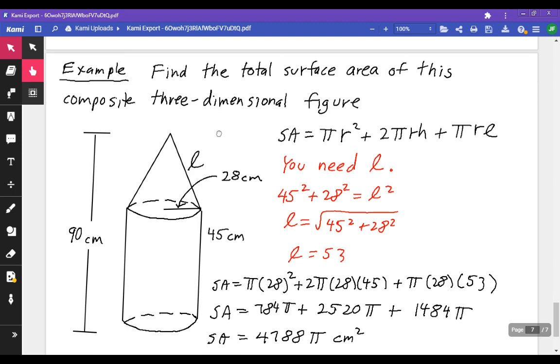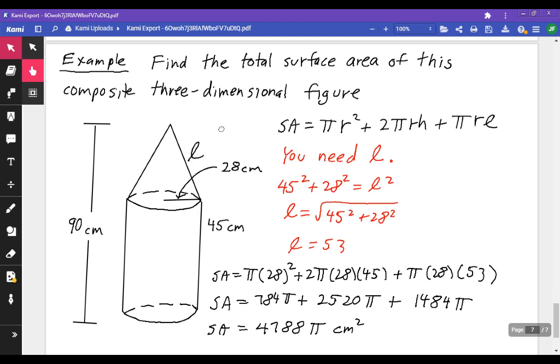Okay, we're going to conclude today with a composite shape. Remember, we had composite shapes for two-dimensional figures. Now we have a composite shape for a three-dimensional figure. So we're going to calculate the total surface area. If you look at that shape, you got a cylinder on the bottom, and then you got a cone on the top. So we're given some of those dimensions there.